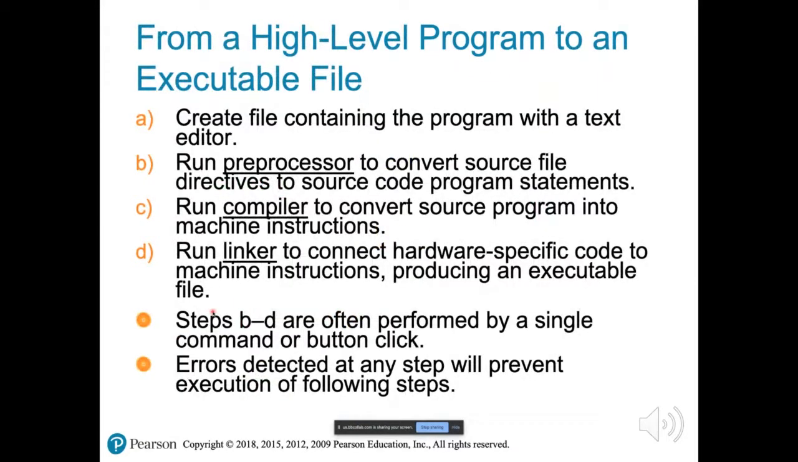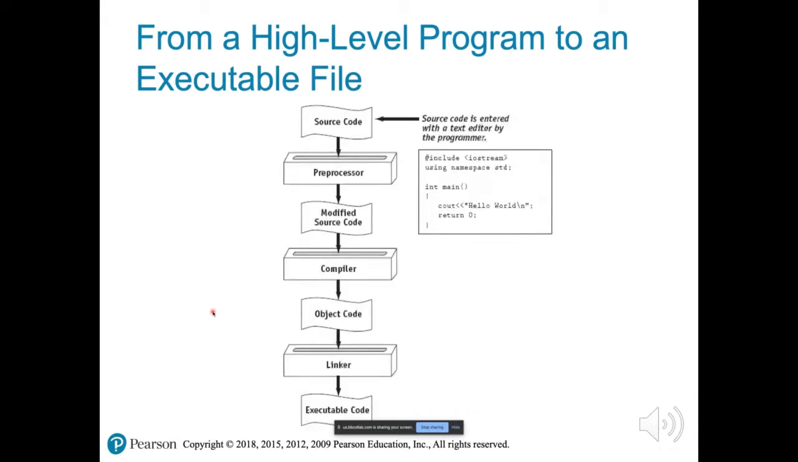In order for C++ source code to go from high level to executable, it goes through these steps. You create a file containing the program with a text editor, run the preprocessor to convert source file directives to source code program statements, run the compiler to convert source programs into machine instructions, and run the linker. I want you to be very familiar with this flow. All the stuff that happens behind the scenes you will not see. When you hit compile, all this goes on behind the scenes.